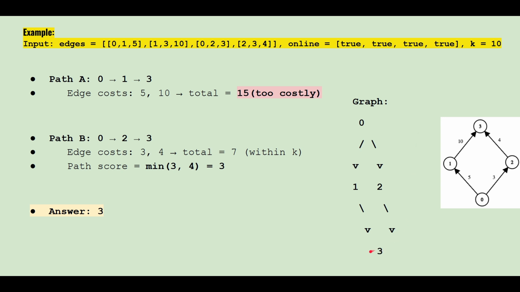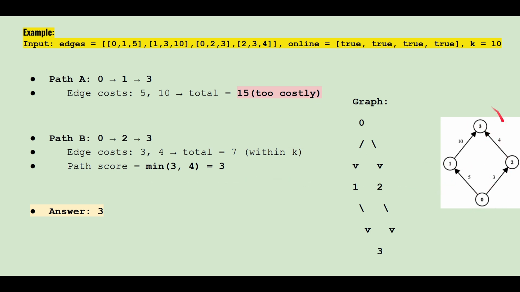So either you will choose this path or that path, meaning you will reach the destination from 0 to n-1, but we have to find all those valid paths whose cost is less than or equal to 10. If you see the edge costs are 5 and 10, and the total is 15, which is not less than or equal to 10. In that case it is too costly, so we'll say it is an invalid path. Then we'll go with the other path and do the same thing. The edge costs are 3 and 4. If we do the sum, the total is 7, and this is within k, less than or equal to 10, right? 7 is less than or equal to 10, so it is valid now.